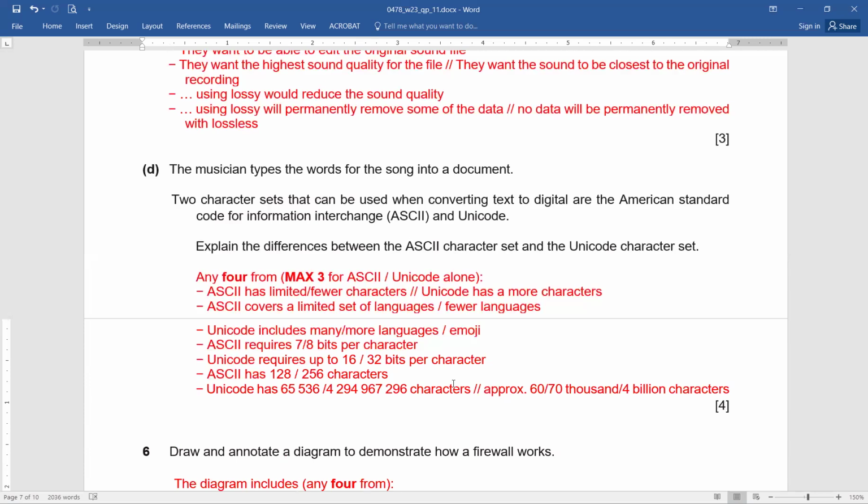ASCII is limited, like you know very well. ASCII is limited in characters. It is not as vast as Unicode is. Unicode is supporting more characters. ASCII covers a limited set of languages, or fewer languages as compared to Unicode, which is able to support many languages, and even emojis, which are not supported by ASCII. Another point that you can write is ASCII requires 7 bits or 8 bits per character, while on the contrary, Unicode requires up to 32 bits or 16 bits per character.